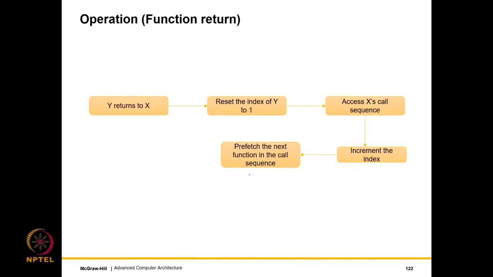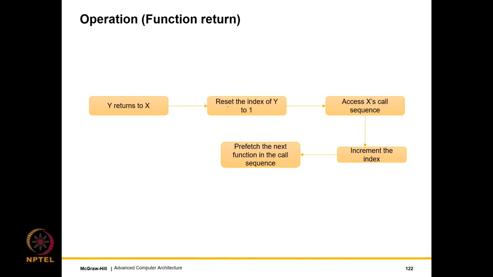What is the operation of a function return? The operation of a function return is like this: let's say that y returns to x. At that point, the present avatar, the present life of y is over. So we reset the index of y to 1. Alright, so the index of y gets reset to 1. Then we access x's call sequence.